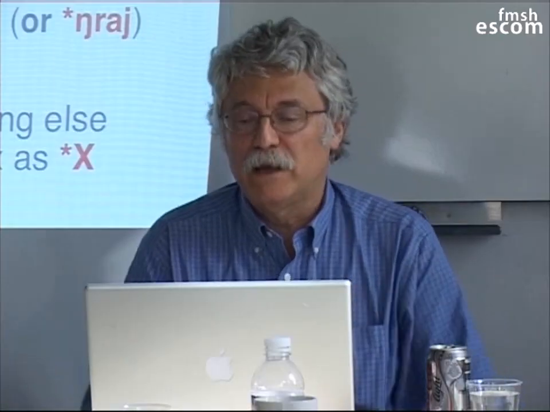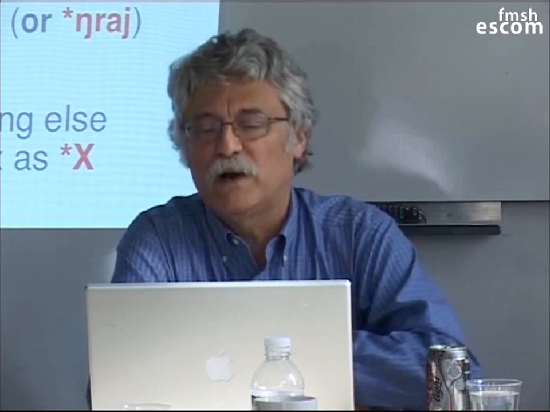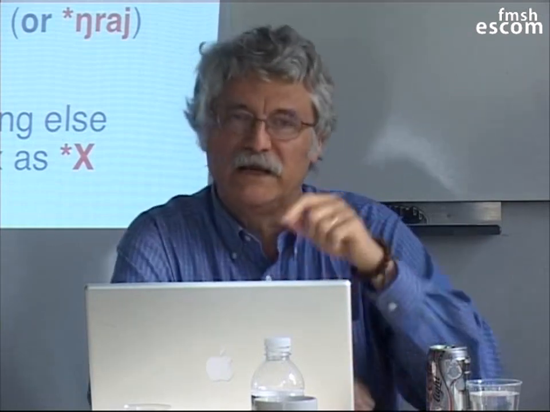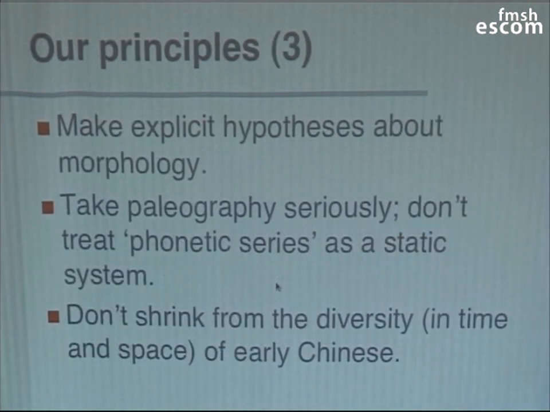Then we have a square bracket rule. When we have an X in square brackets, that means it's either Old Chinese X or it's something with the same Middle Chinese reflex as Old Chinese X. As you'll see, we often have a number of different sources for the same thing in Middle Chinese, and we can't always choose among them, and so this is our notation for when we can't do that.